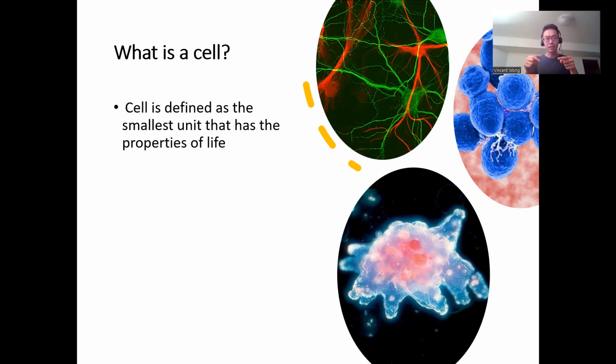If you go inside the cell, let's say we pick a macromolecule, like protein. Protein is no longer considered alive because it doesn't have the properties of life. It's not going to reproduce, it doesn't require energy. So the smallest unit that still satisfies that checklist is a cell. You cannot go smaller than a cell and still expect to have those kinds of properties. Does that make sense?